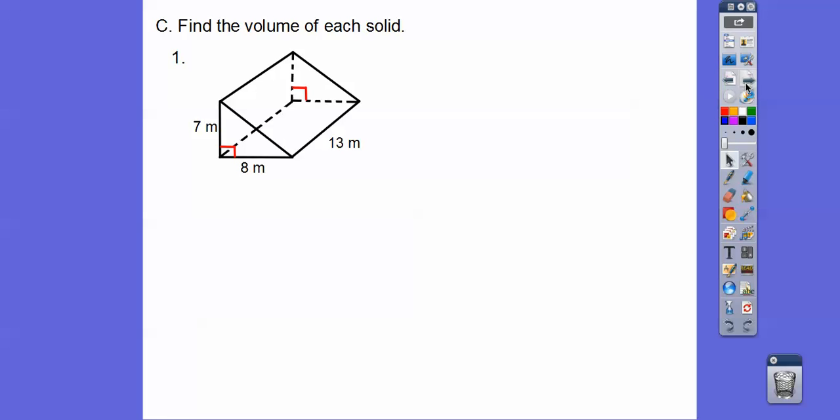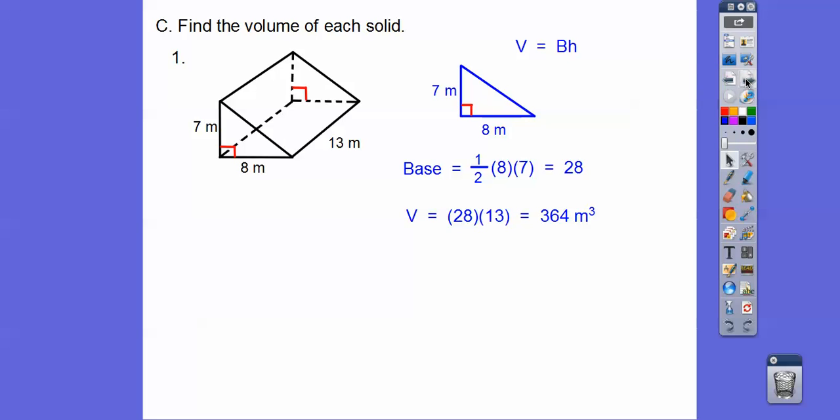So here we have a triangular prism. So let's get the area of the base. So the base is that triangle. 1/2 base times height, so I get 28 for that. So the volume is going to be 28 times that 13 right there. Don't forget meters cubed, okay?